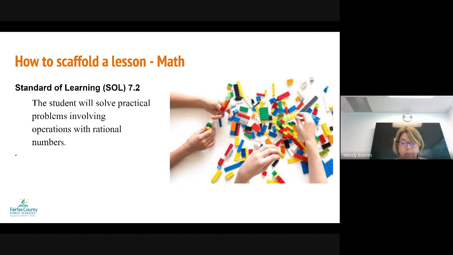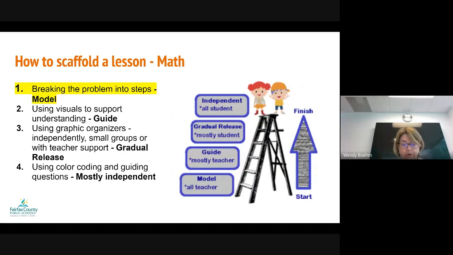So for this example, we're going to use Standards of Learning 7.2. The student will solve practical problems involving operations with rational numbers. For this example, we're going to move from a lower level compatible standard, 4.6, and gradually build to the 7th grade standard, all the time working on increasing the student's understanding as well as building independence. First, we're going to talk about breaking the problem into steps. We're going to model.